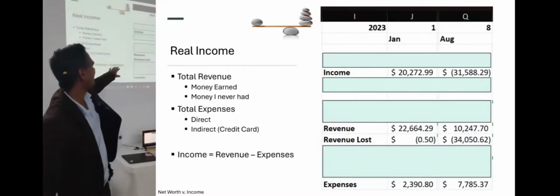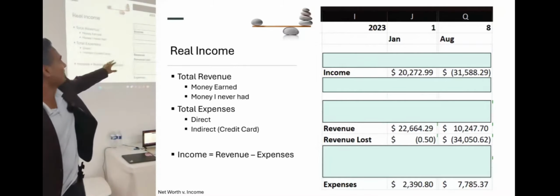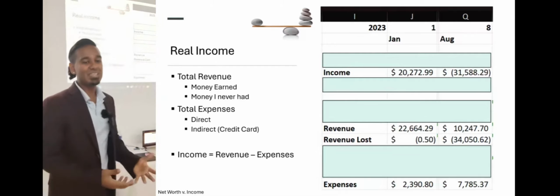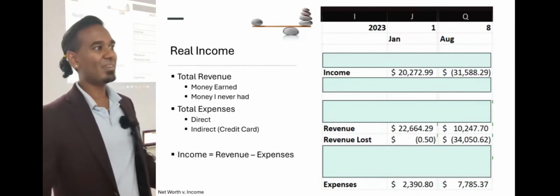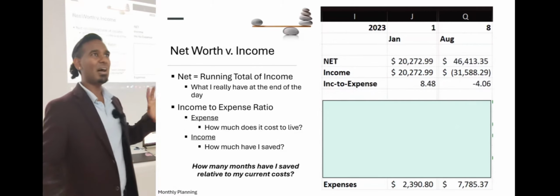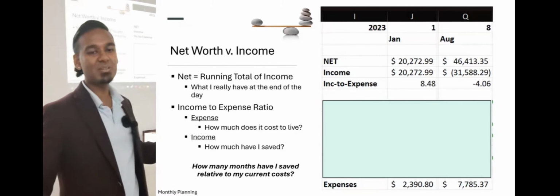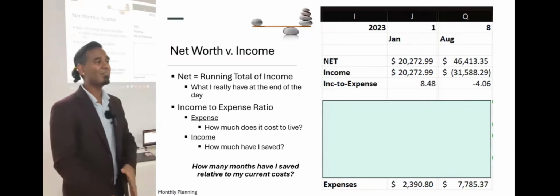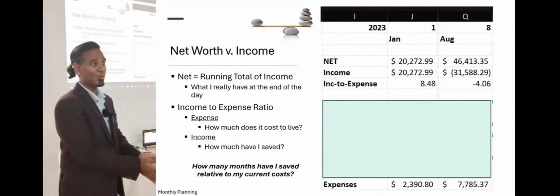We have the revenue that I showed you, the expenses that I showed you as well. So if you add those two together, that's the real income at the top. The thing that this builds into is, like I said, net worth versus income. So also in a previous presentation, I talked about the power of wealth and what an income gives you versus what a net worth gives you.